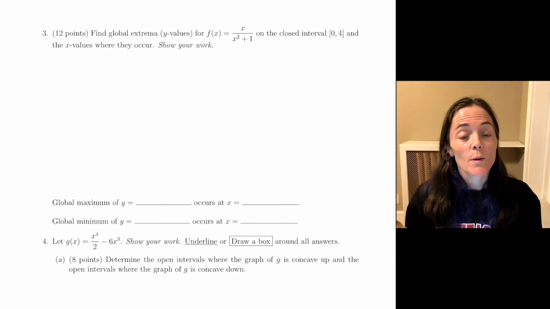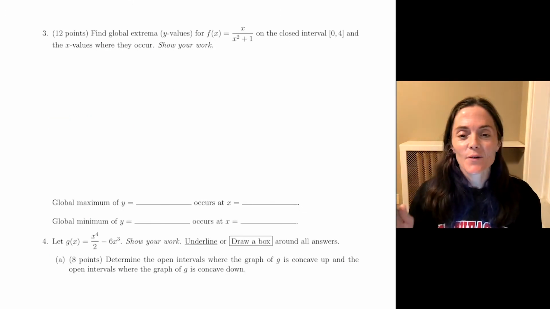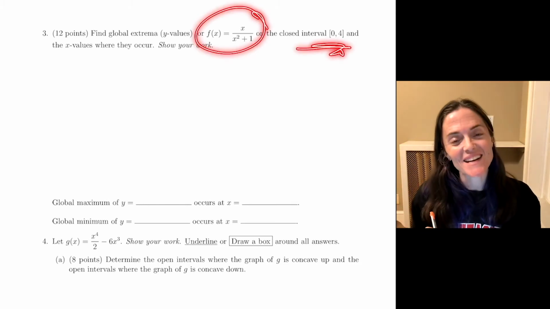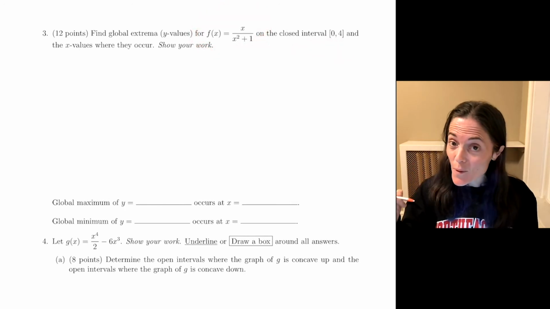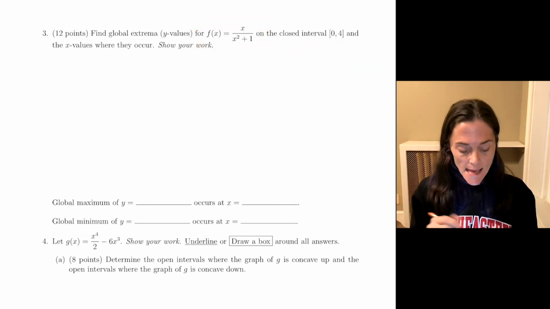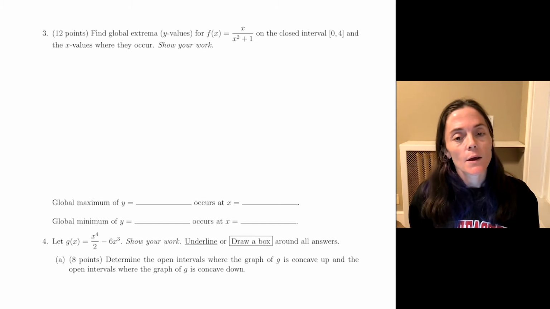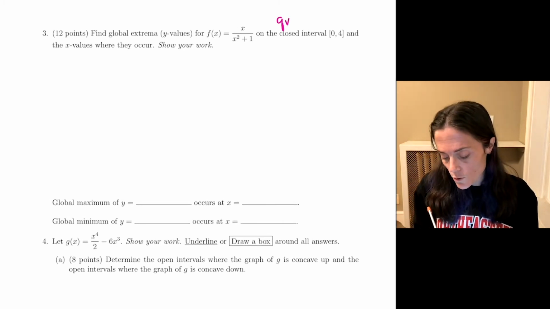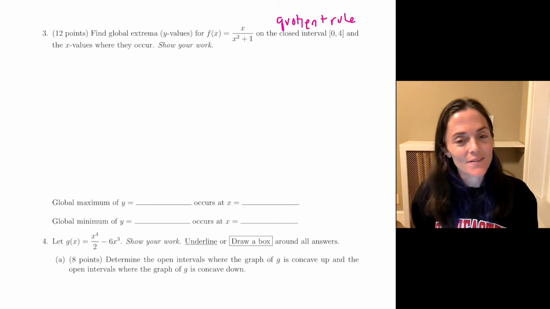Number 3. We want global extrema for this function on a closed interval. We have a continuous function on a closed interval. We are guaranteed to have both a global max and a global min. Now, it's worth commenting, we see one function divided by another. This will be the quotient rule. So this is the rule we will use to find the derivative.